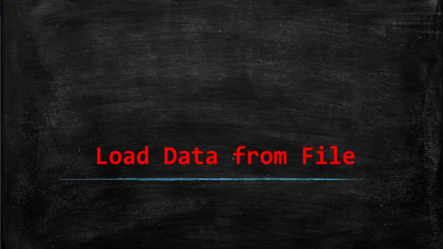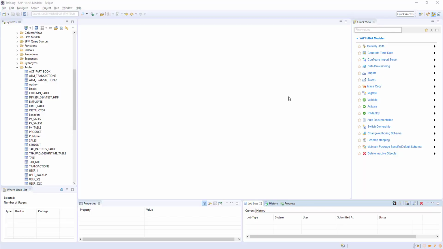Hello, welcome back. In this session, we are going to see how to load data from a file. So we are in HANA Studio and make sure you are in HANA Modeler Perspective. Here, the Modeler Perspective, and you will see the Quick View option here. And under the Quick View, click on the Import.